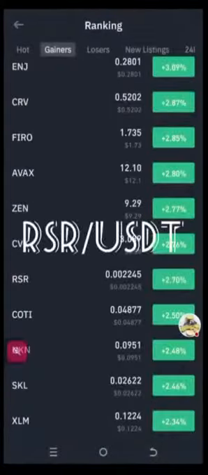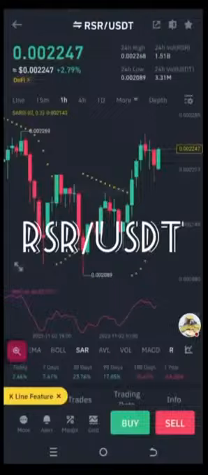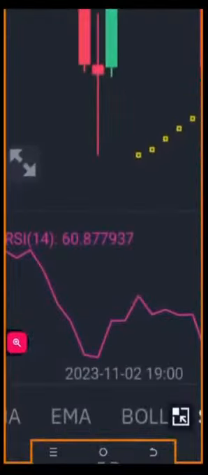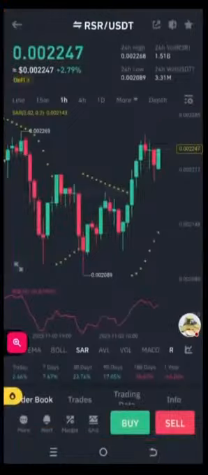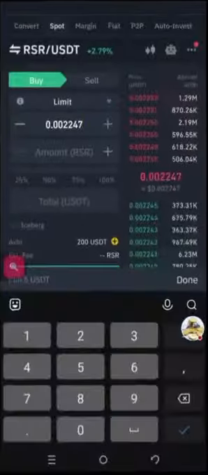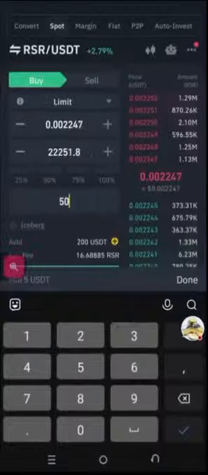Okay, RSR, let's see whether you're going to give us something. Oh yeah, I think I'm going to try this RSR. Look at RSR. Let's check what the RSI is for RSR. I think it's 60, and it looks like it's in a pump. But let's go with RSR. RSR, here we come. All right, so we've got $200 here. Let's do this $50 and check it out.